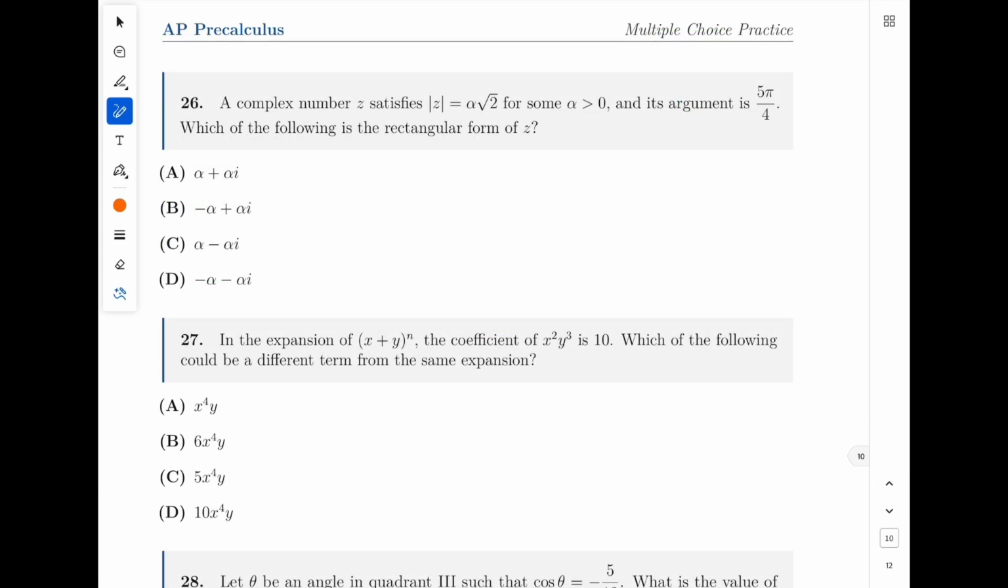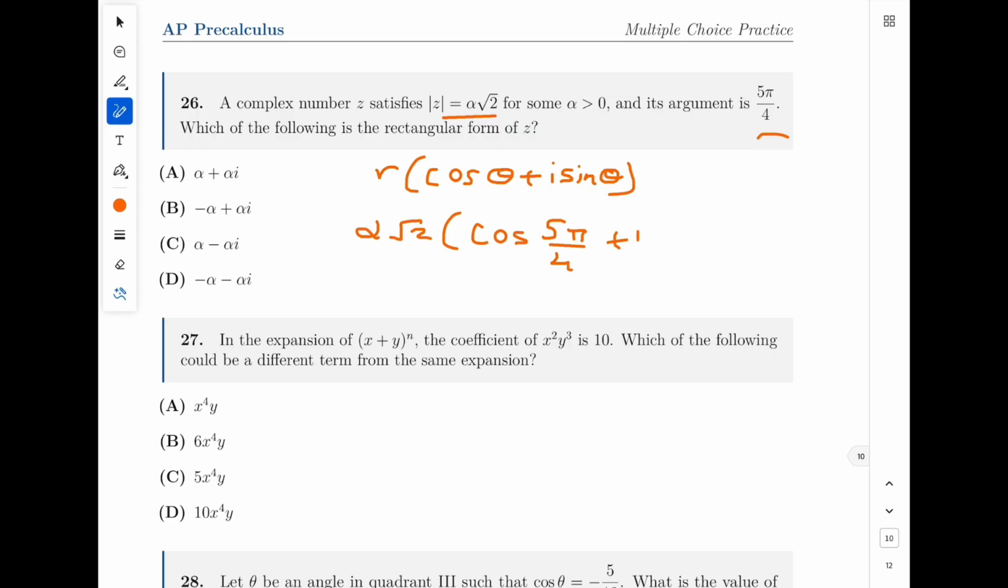Okay, question 26. A complex number satisfies the radius, the magnitude, and its argument is 5 pi over 4. Which of the following is the rectangular form? Again, it's pretty much the same concept as the last one. You must remember the form r times cos theta plus i sin theta, and r here is alpha square root 2. Then we have cos 5 pi over 4 plus i sin 5 pi over 4, and then you just simply evaluate it. So we have alpha square root 2.